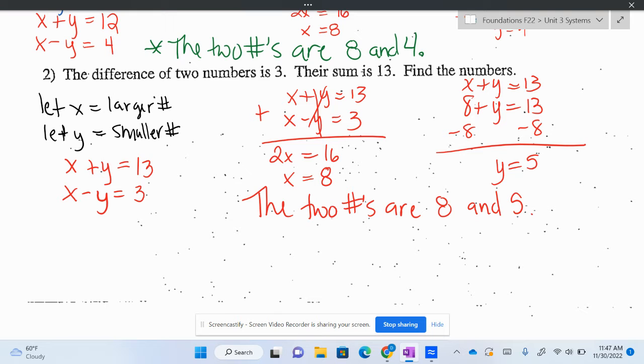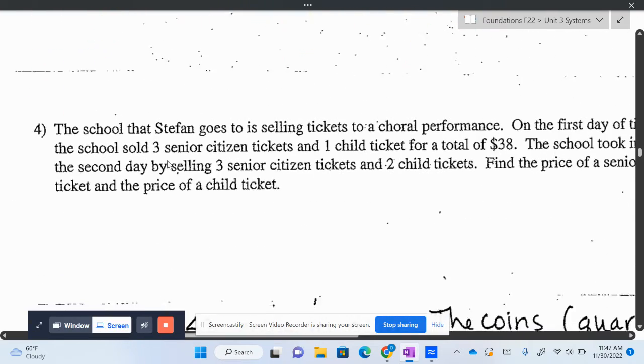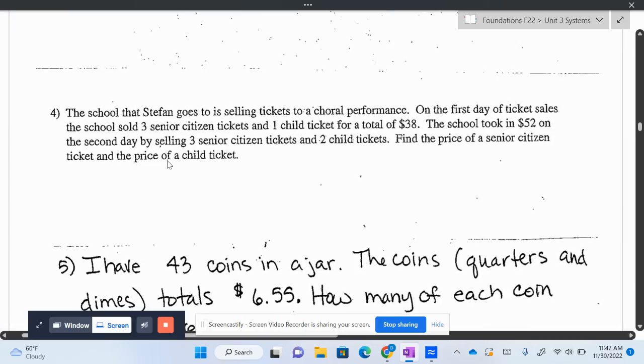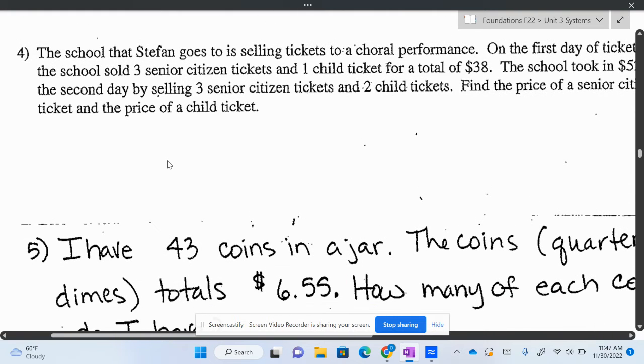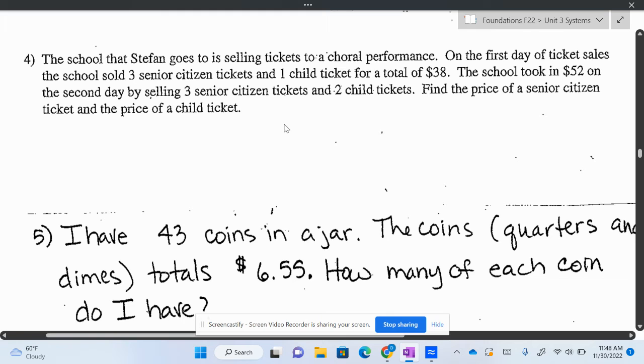You ready? Okay. So I think I jumped to number 4. I skipped one because it had a solution kind of question. So Stefan goes to school and he's selling tickets. The first day the ticket sales were $38. They sold 3 senior tickets and 1 child ticket. The second day they sold $52 worth of 3 senior tickets and 2 child tickets.